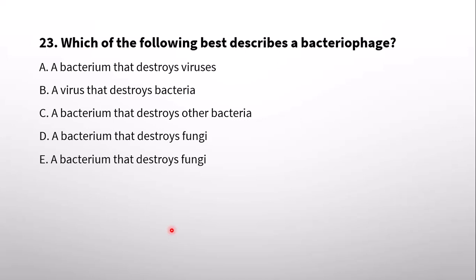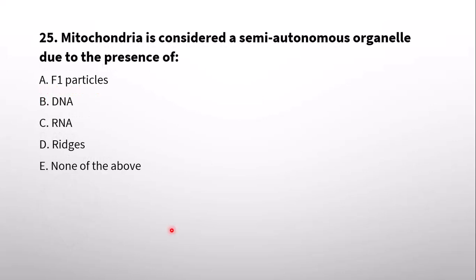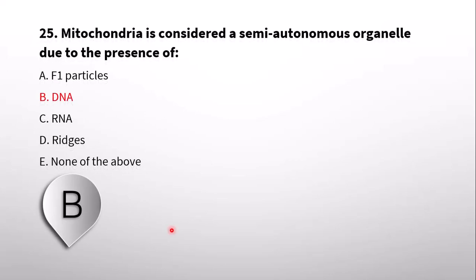Which of the following best describes a bacteriophage? It's a virus that destroys bacteria, of course. B. Where are Purkinje fibers located in the heart? They are located in the ventricular walls. Yes, the ventricular walls. Mitochondria is considered a semi-autonomous organelle due to the presence of DNA. Yeah, mitochondria contain their own DNA and can self-replicate.